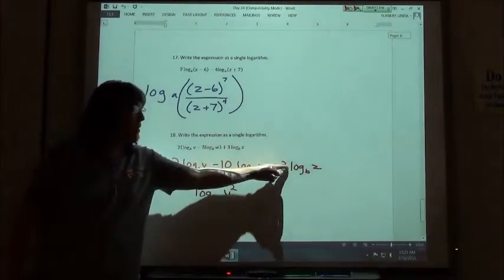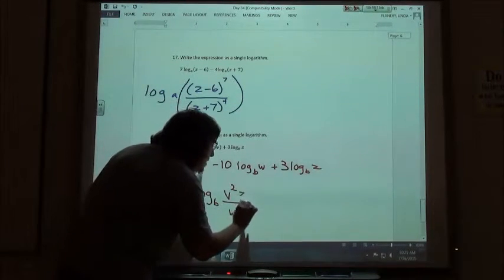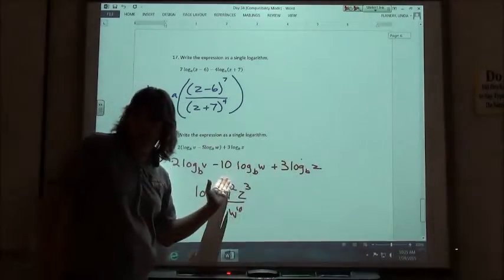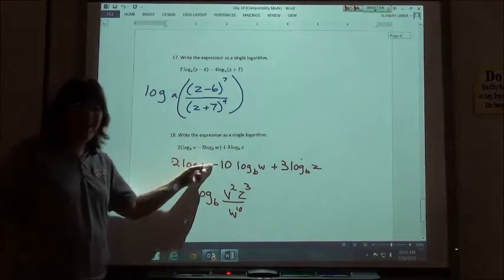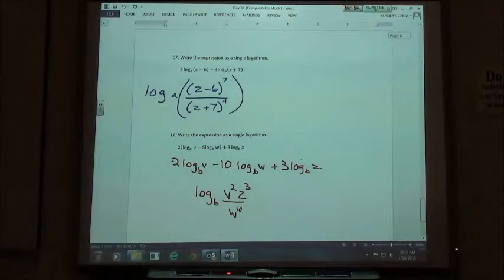And then what's going to happen to this? So it's going to end up being on the top. So anything that's positive will end up on the top. Anything with a negative is going to end up on the bottom of the fraction. Okay?